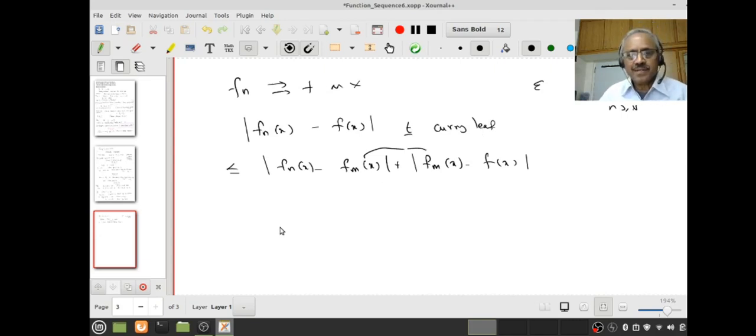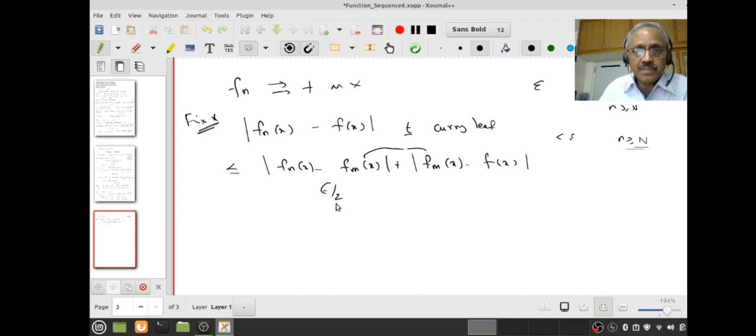You understand? You fix x. Yeah, I want mod fn x minus fx should be less than epsilon for n greater than or equal to some number, capital N. Okay, you have to find all those things. Don't worry about it. It should be uniform, right? So what do I do? Write this. Now, how do I make sure this is less than epsilon by 2?